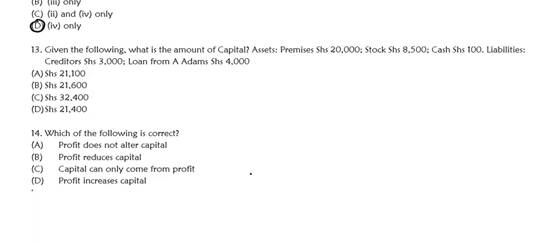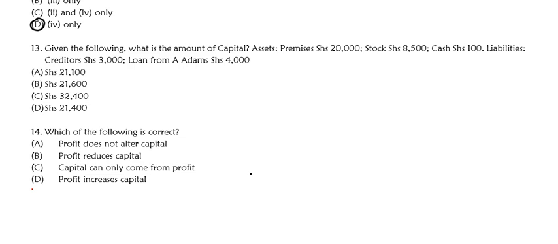Given the following, what is the amount of assets? What's the amount of capital? Assets, you have premises, stock, cash. Then liabilities, you have creditors, loan from A. Adams. What is the amount of capital? So here you just need to use the accounting equation.